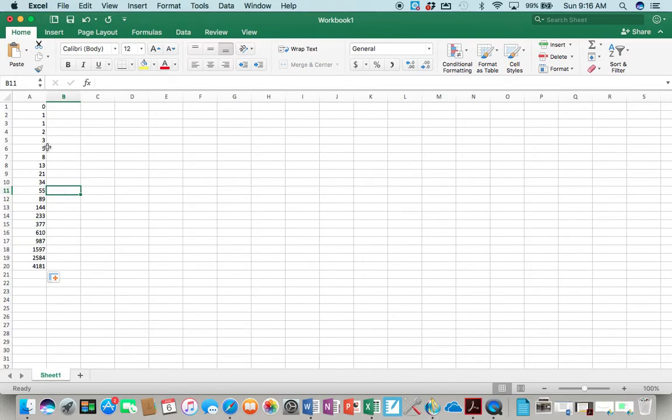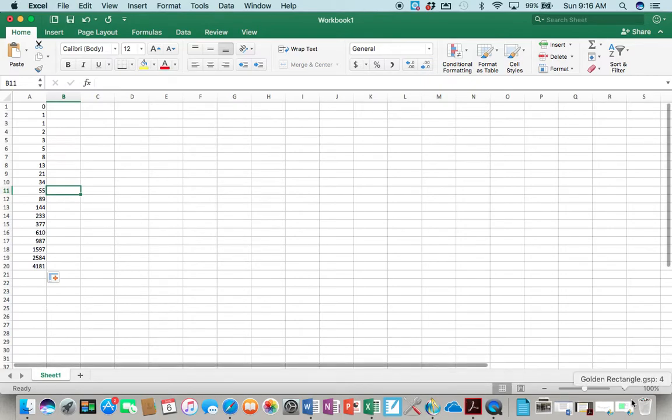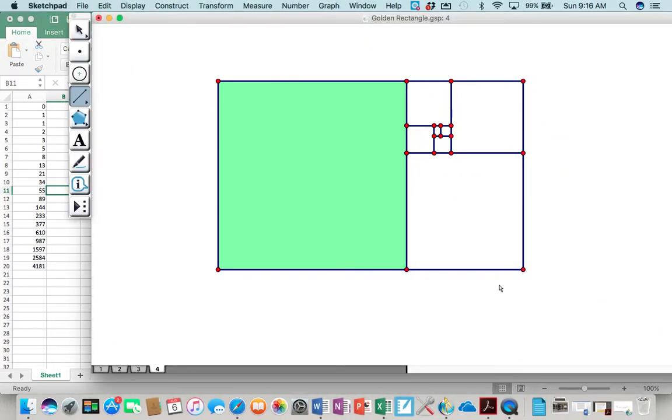So how did I get 5? 2 plus 3. How did I get 8? 3 plus 5. How did I get 13? 5 plus 8. And so it goes onward to infinity. Okay, I wanted to show you this because this number sequence is right here in the golden rectangle.